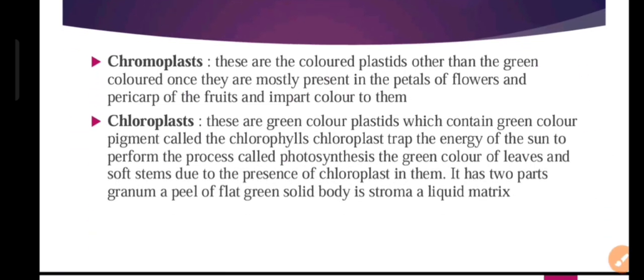Coming to the chromoplast. These are colored plastids other than green. They are mostly present in the petals of flowers and the pericarp of the fruit and impart color to them. Understand, they are colored plastids other than green. We can find this chromoplast in the petals of the flower, and also in the pericarp of the fruit, whether it is fleshy or a dry fruit.